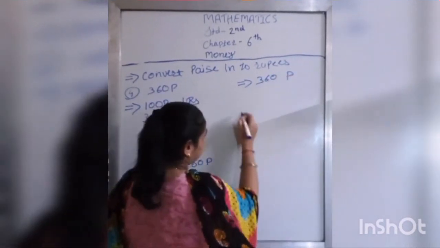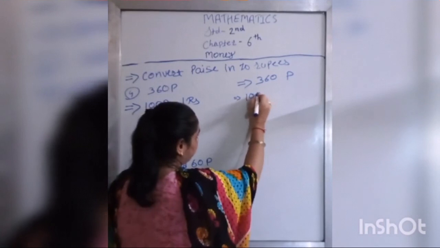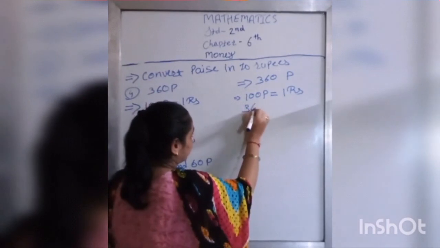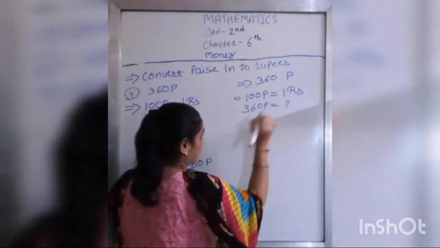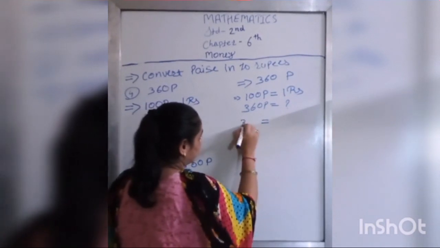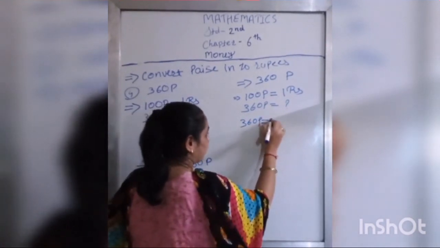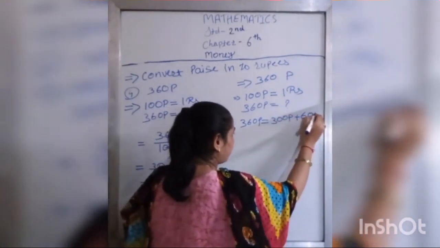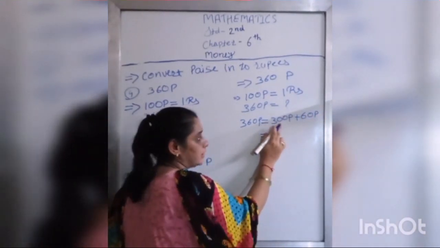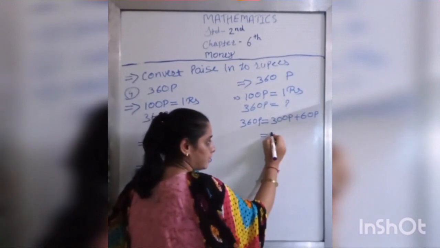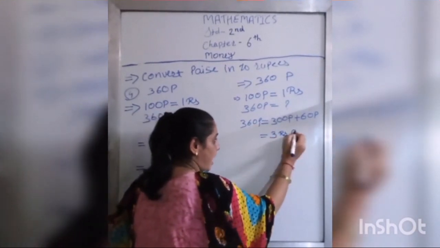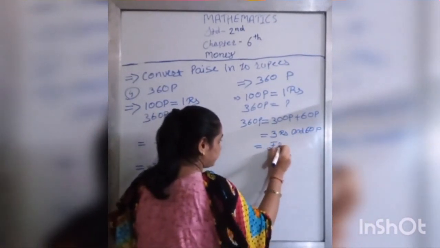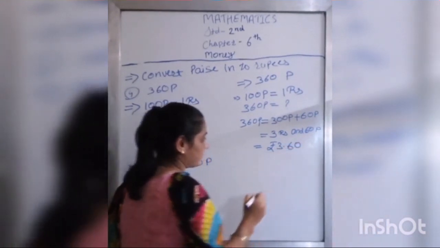By another method, 360 paise: as 100 paise is equal to 1 rupee, 360 paise is equal to how many rupees? We will see here. 360 paise, we can write as 300 paise plus 60 paise. Can you tell me, 300 paise is equal to how many rupees? Yes, 3 rupees and 60 paise. So we can write this as 3.60. Understood?